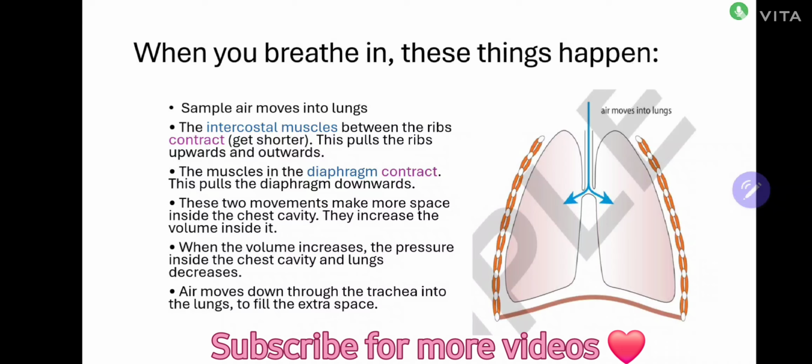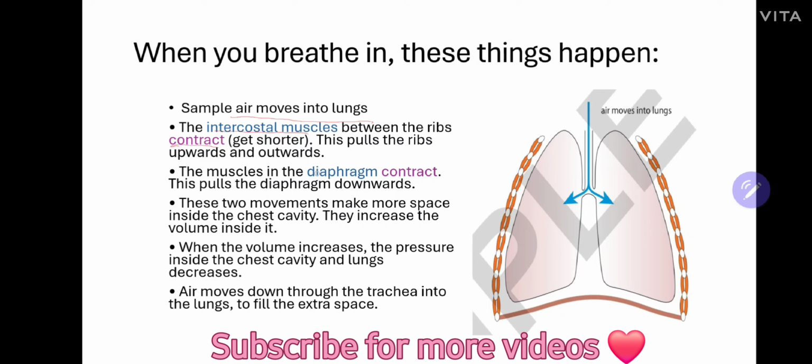So let's see in detail what is happening during the inspiration process. First of all, we are inspiring the air, so the air will be moving into our lungs. What will be happening to the intercostal muscles? These intercostal muscles will be contracting, that is, they will get shorter. This pulls the rib cage upward and outward, and this outward and upward movement of the ribs causes more space inside the chest cavity.